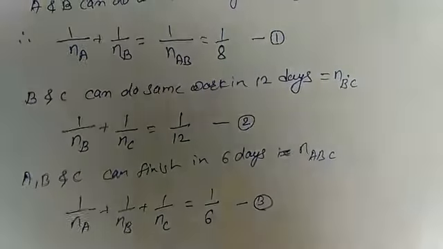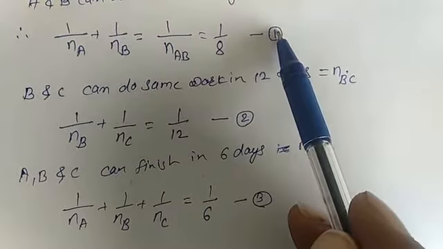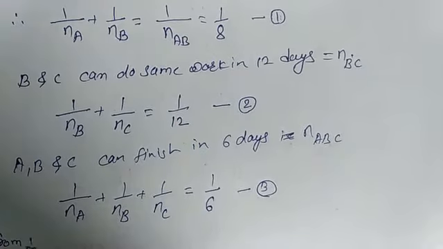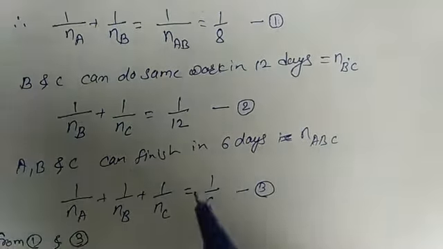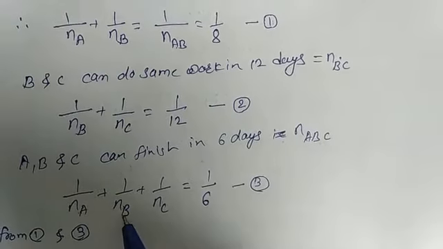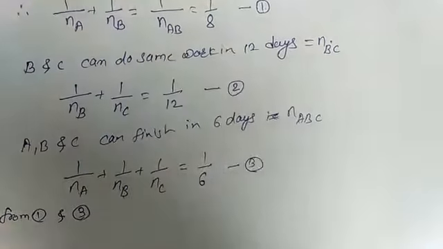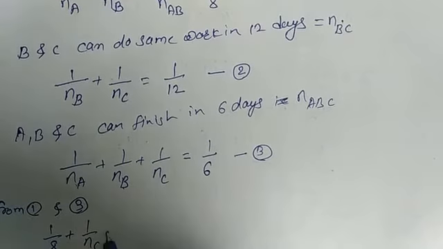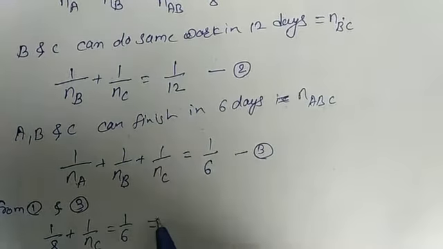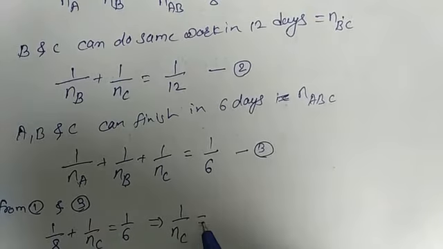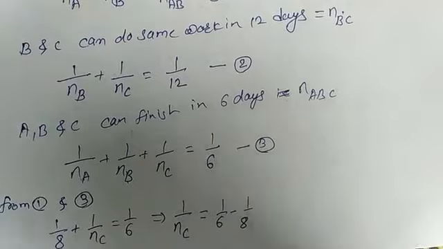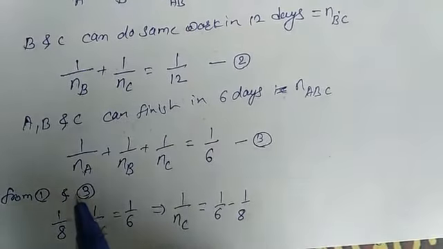So from equations 1 and 3 you can write: 1 upon n A plus 1 upon n B is 1 upon 8. So it can be written as 1 upon 8 plus 1 upon n C is equal to 1 upon 6, which gives 1 upon n to the base C is equal to 1 upon 6 minus 1 upon 8.